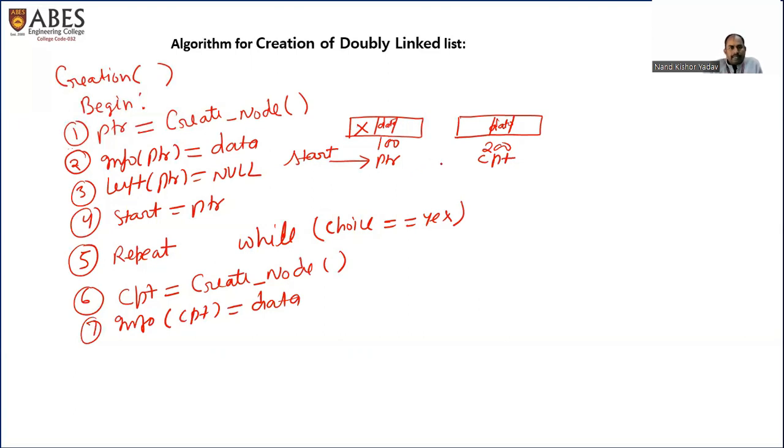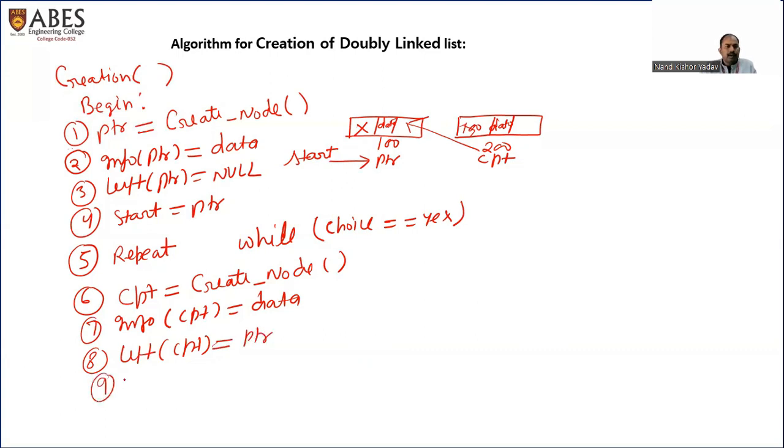Now, in the next step, we have to connect both nodes. We have to put 200 here and 100 here. So for this, we write step number 8, left of CPT. Left of CPT means this location. We put PTR, which means 100, here. What we write? Left of CPT is equal to PTR.